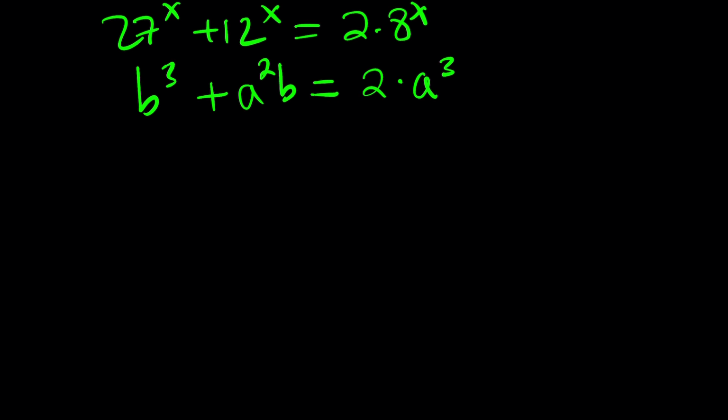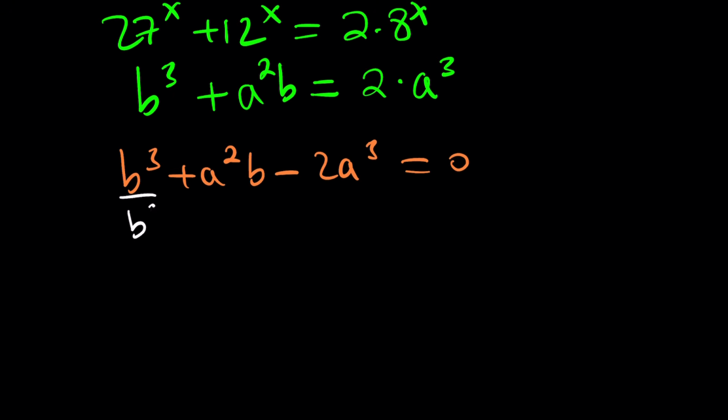Now let's go ahead and put it all together. b cubed plus a squared b minus 2a cubed equals 0. Now there's a couple ways to go about it. You can actually do something that's pretty interesting here, which is a general method that works with these kinds of scenarios, but this is a cubic case. You can go ahead and actually divide everything by b cubed as well as a cubed, but I'm just going to use b cubed in this case.